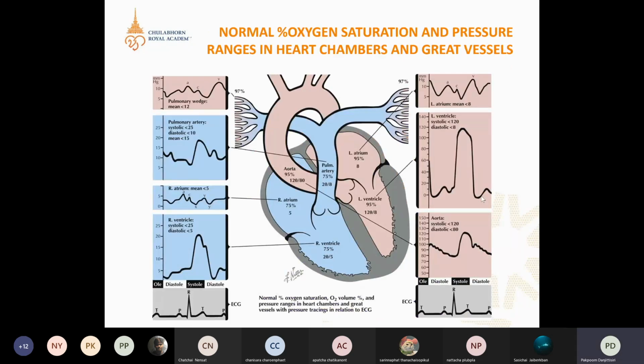Okay, this diagram or graph is showing you the normal oxygen saturation and pressure ranges again in the heart chambers and great vessels. Definitely, the right side of the heart should have lower oxygen saturation than the left side of the heart, normally.